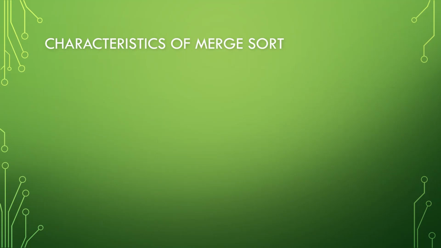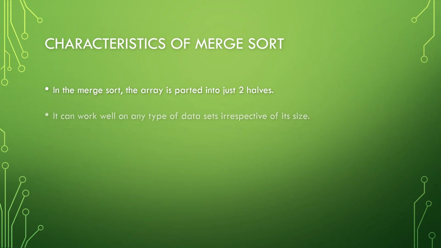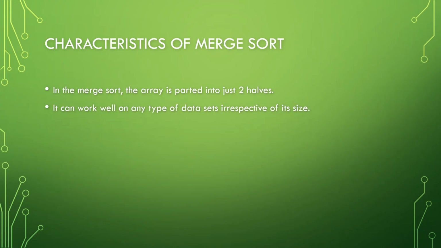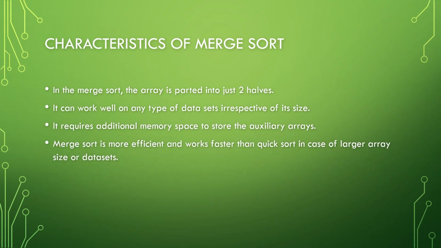Now I'm going to talk about the characteristics of merge sort. In merge sort, the array is parted into just two halves. It can work well on any type of data sets irrespective of their size. It requires additional memory space to store the auxiliary arrays. Merge sort is more efficient and works faster than quicksort in case of larger array size or data sets.